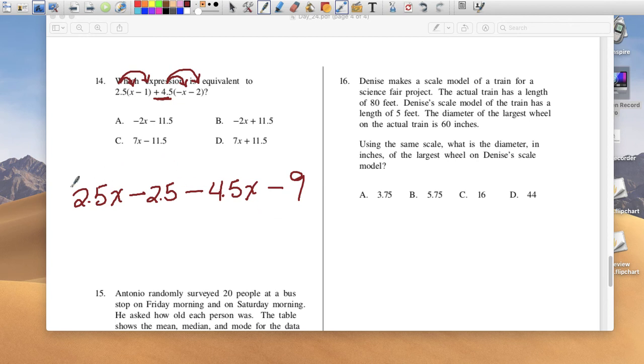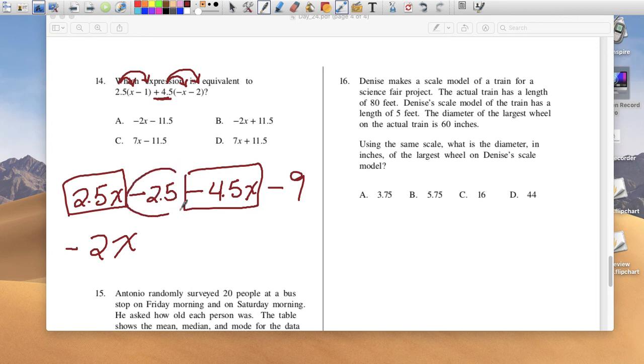Can I combine like terms? I can. I can combine this term over here with minus 4.5x, and then the other two I'll combine. So I know it's going to be something x, and 2.5 minus 4.5 is just going to be negative 2. And the other one, remember you take the sign preceding the term, so the minus sign belongs to the 2.5. So when you calculate it, 2.5 minus 9 is negative 11.5. And we have our answer.